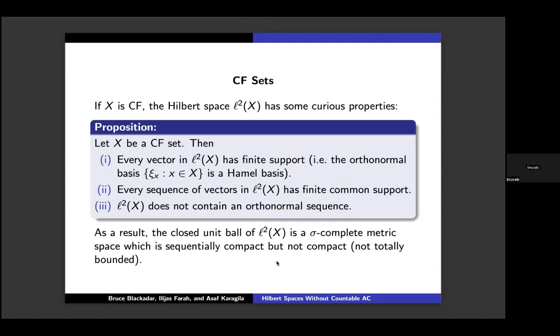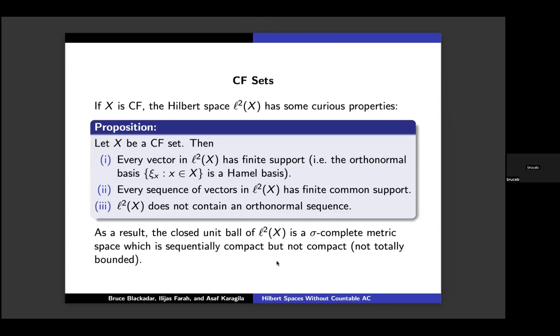Okay, now let's look at what happens if our set X is CF. So here we get some curious properties. The first thing is that every vector in L2 of X has finite support. So in other words, this orthonormal basis is actually a Hamel basis.